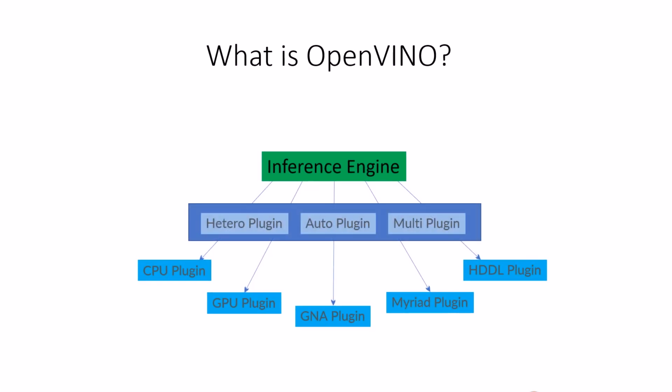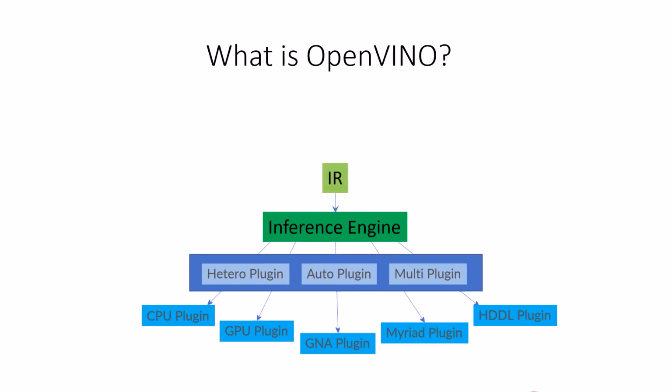Besides pure hardware plugins, we also have kind of meta plugins. They combine capabilities of multiple pure hardware plugins underneath. The goal for such meta plugins is to simplify selection of the device or use several available devices simultaneously to achieve better performance. Okay, let's extend the picture in the opposite direction, describing where the model comes from.